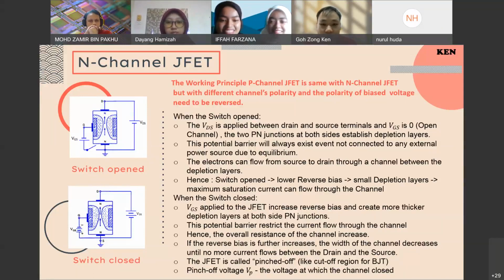The electrons in this case can flow freely from the source to the drain through a channel between the depletion layers. Hence, when the switch is open, it causes a lower reverse bias at the PN junction and results in smaller depletion layers. This makes the maximum saturation current, IDSS, able to flow through the channel.